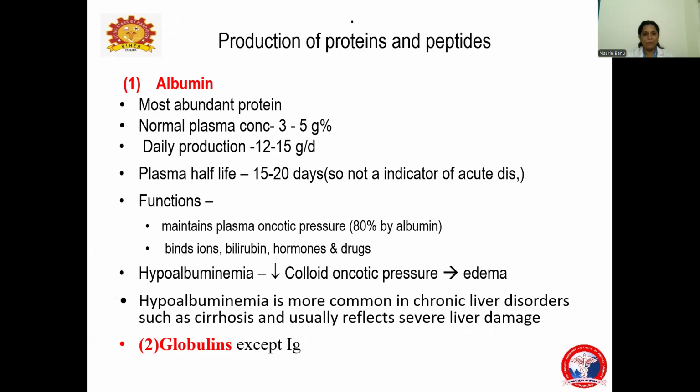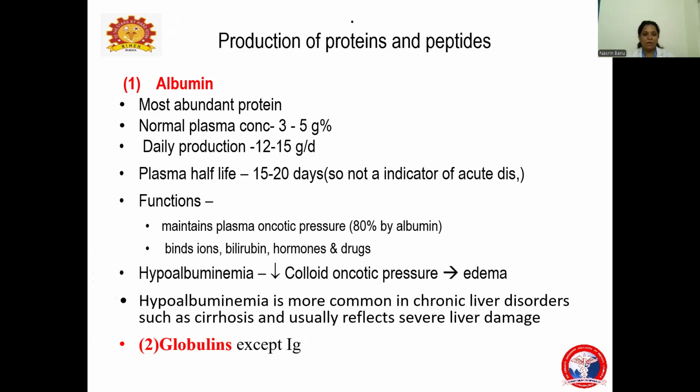Production of proteins and peptides. First is albumin, the most abundant protein. Its normal plasma concentration is about 3 to 5 gram percent. The daily production is about 12 to 15 grams per day. The plasma half-life is about 15 to 20 days, so this is not an indicator of acute disease.